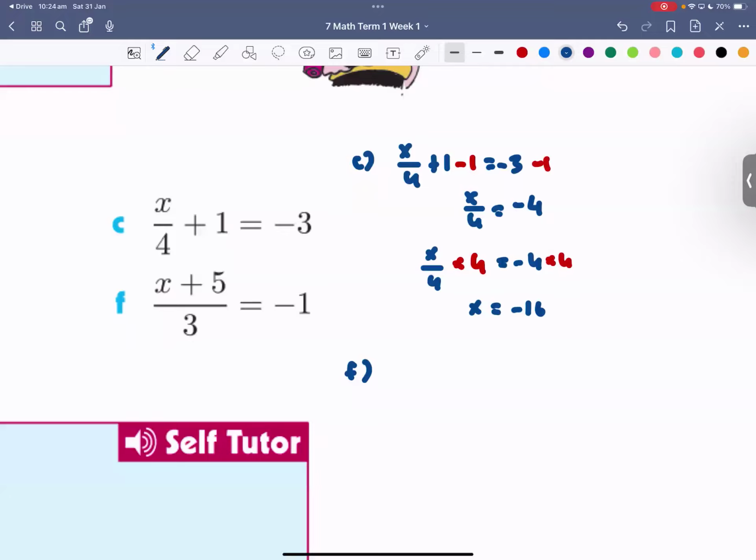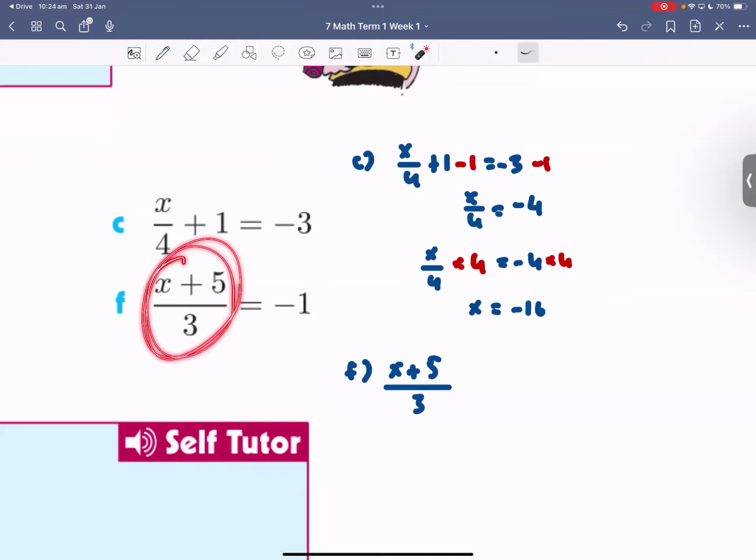All righty. F. Can you guys tell me what's the furthest most thing away from that X? How do I undress the X? What do I have to get rid of? The 3. Good. I'm glad everyone said the 3. So how do you get rid of a 3? See, in the other one, we got rid of the +1 first because it was the furthest most away thing. But in this case, the furthest most away thing is 3.